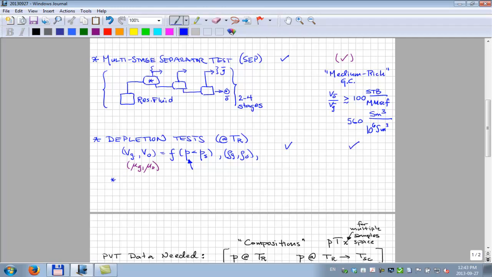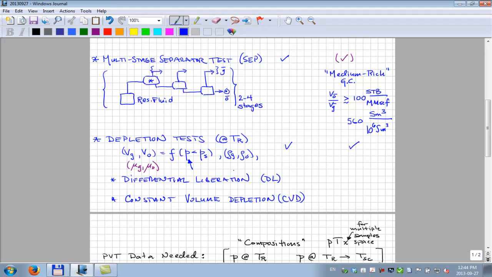The one is, we're not going to get to them today, so we'll talk about them next week. I'll just list them. The one is referred to as a differential liberation, DL. And the other is referred to as a constant volume depletion, CVD. Okay.